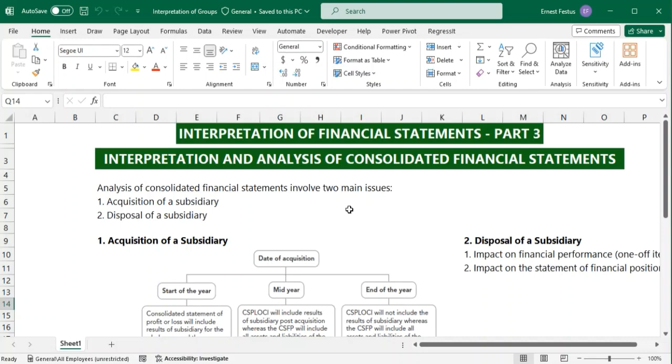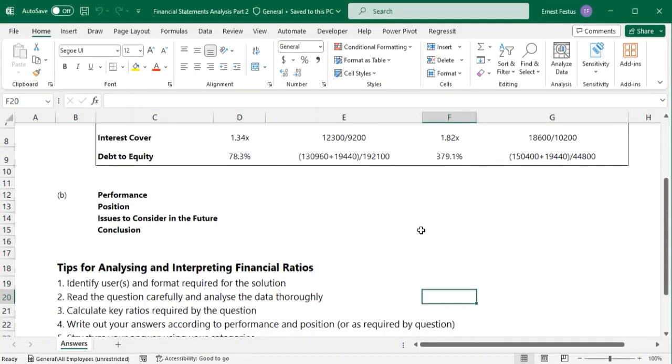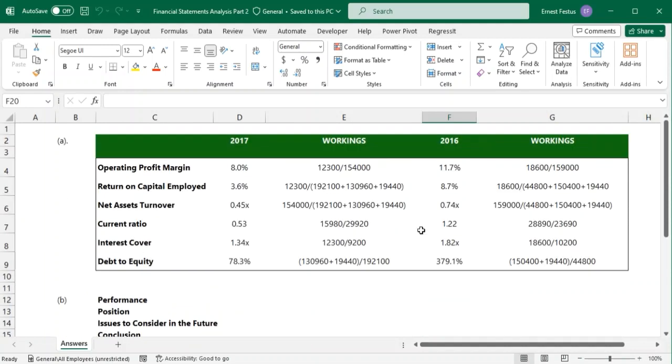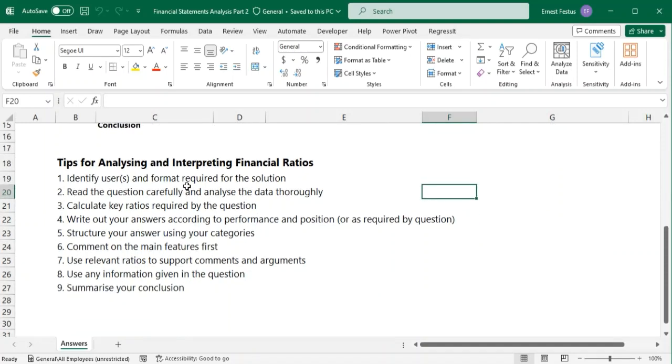So in my previous video, let me navigate to my previous video. So this was my previous video where I went through an ACCA past question. So this was the question we answered. We calculated some ratios, and then my focus in this video was to actually explain how to write your report, how to analyze and interpret your financial ratios. I even gave some tips for analyzing and interpreting the financial ratios.